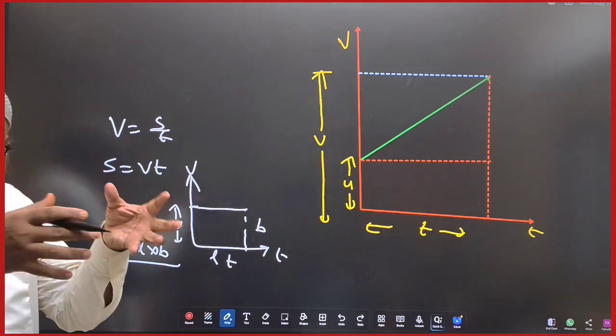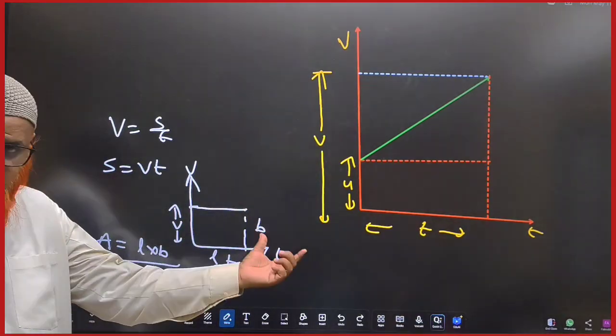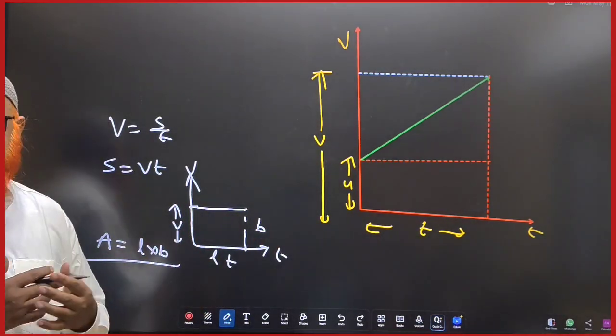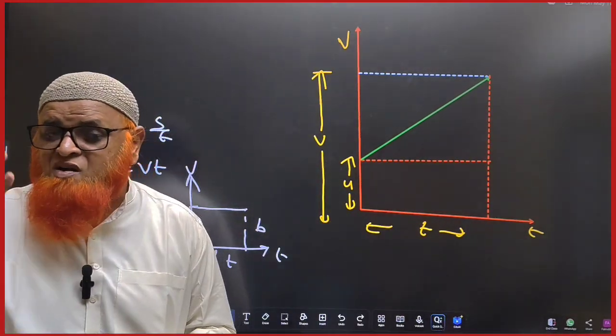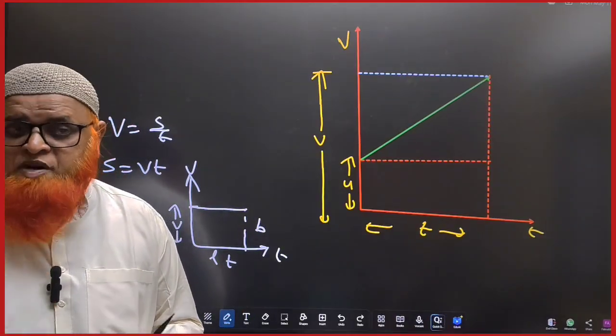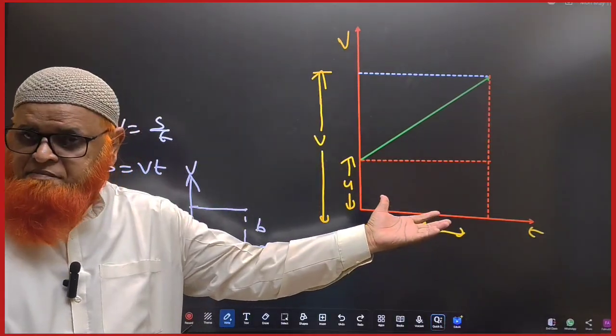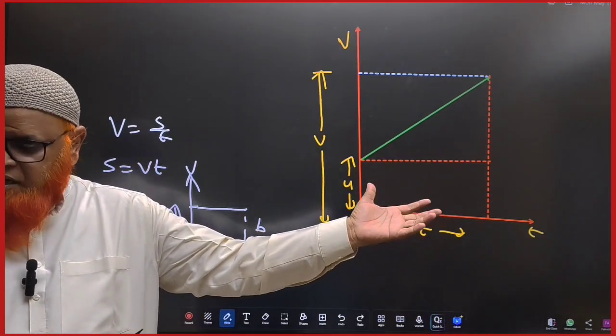As displacement is also the product of velocity and time, and area is also length into breadth, from this situation you understand one thing: in a velocity-time graph, if you want to find the acceleration, you have to find the slope. If you want to find the displacement, you have to find the area of the graph, isn't it? Is it clear what I am saying? Let me repeat once again.